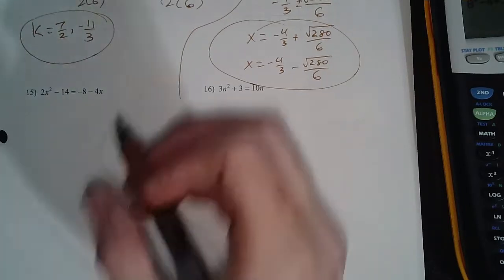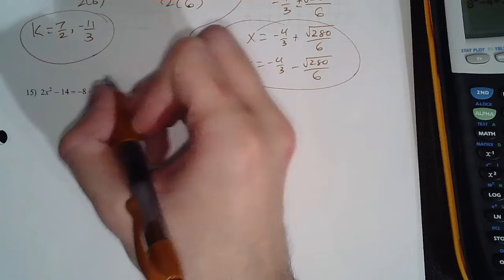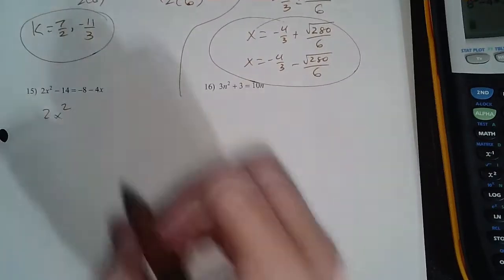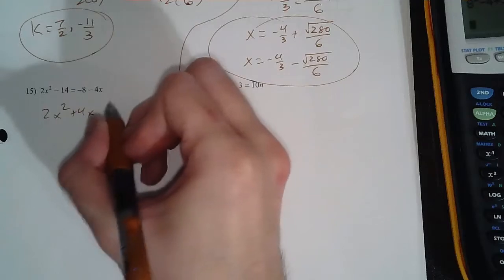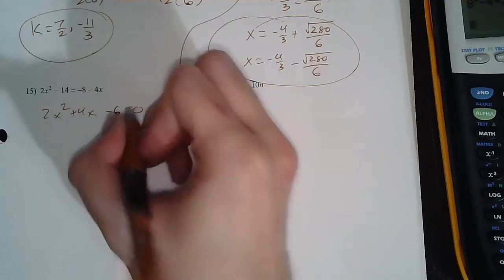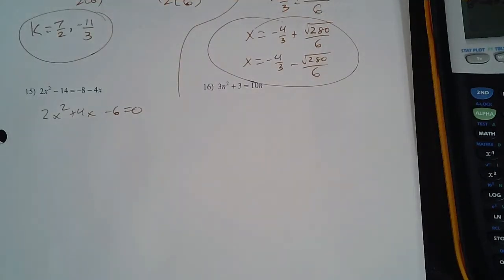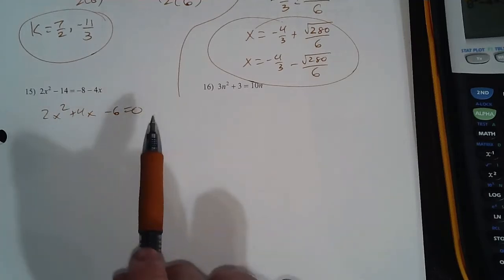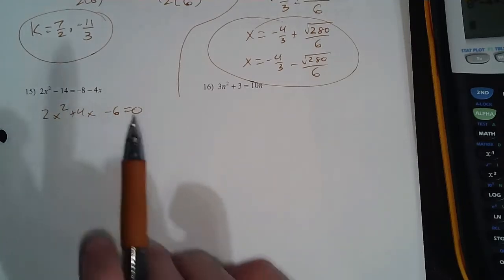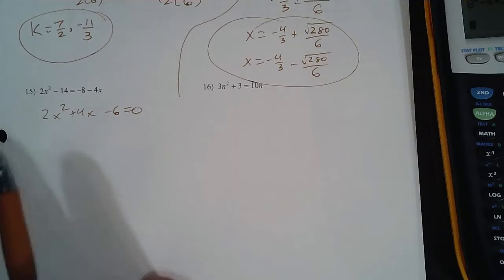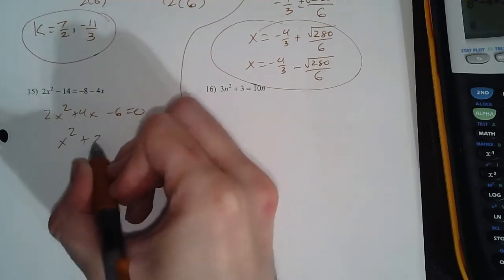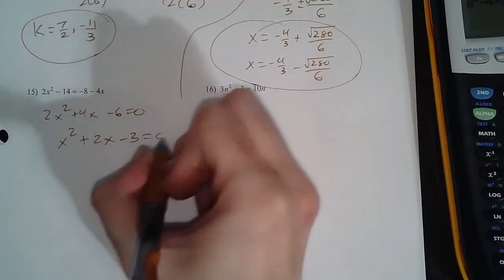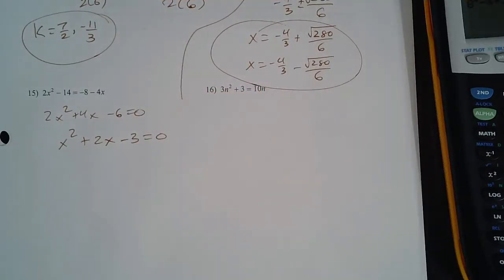Let's move on to this next one. Let's go ahead, add 8 to both sides. Add 4x to both sides. Negative 6 equals 0. Here's a nice little trick for a question like this. If all 3 terms are divisible by 2, we get x squared plus 2x minus 3 equals 0. I just divided them all by 2. If I divide all of them by 2, it makes our life a lot easier.